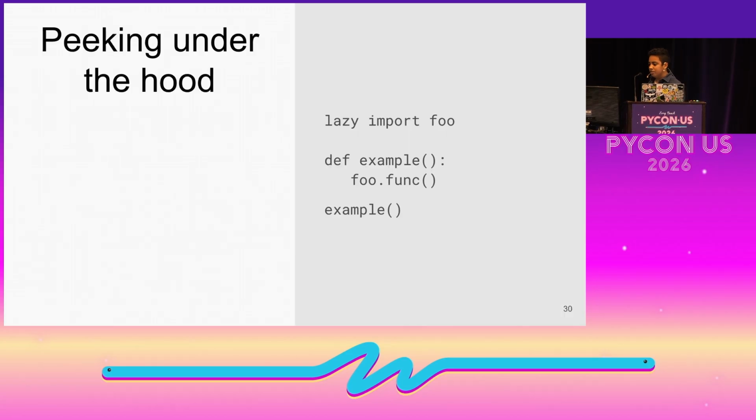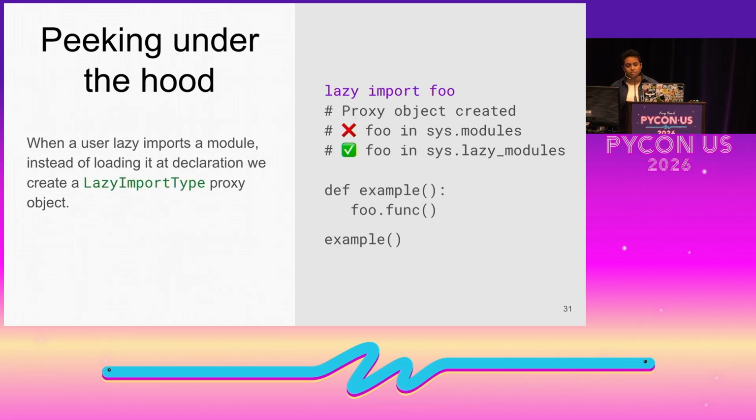So let's go a little deeper. Let's peek under the hood. How does this actually work? In this example, we'll lazily import a module, define a function to call a method on the imported module, and then finally call that method. Now let's walk through how the interpreter actually handles this code. So I'll highlight as I go.